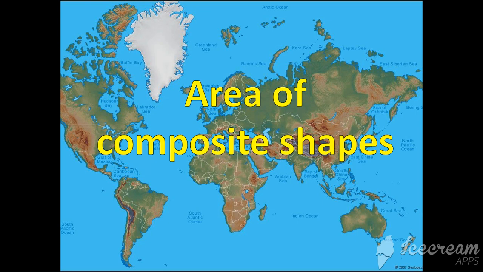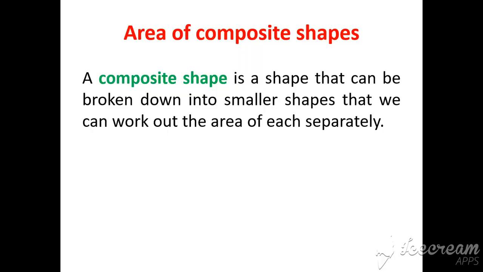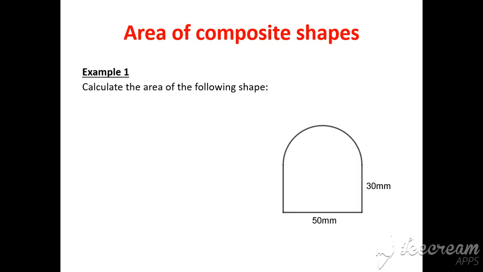We're doing a second video on the area of composite shapes, and in this video we're introducing circles into our problems. So remember, composite shapes, or sometimes called compound shapes, are shapes that can just be broken up into smaller shapes that we can work out the area of each separately. Right, straight into example one.